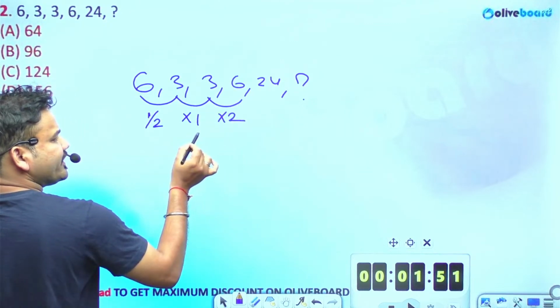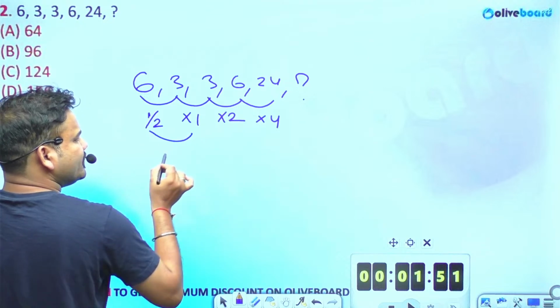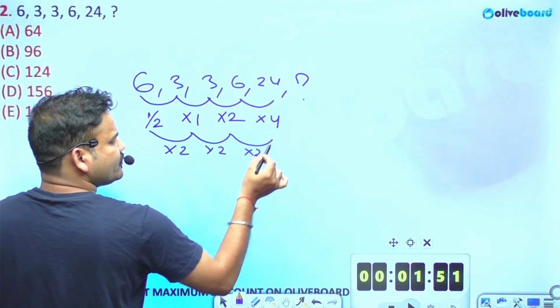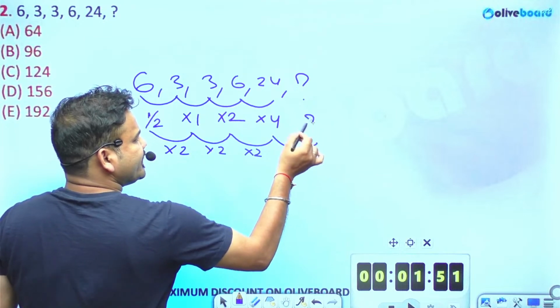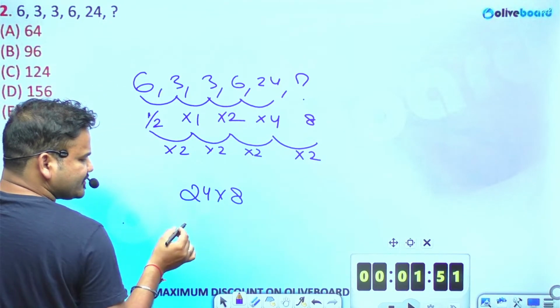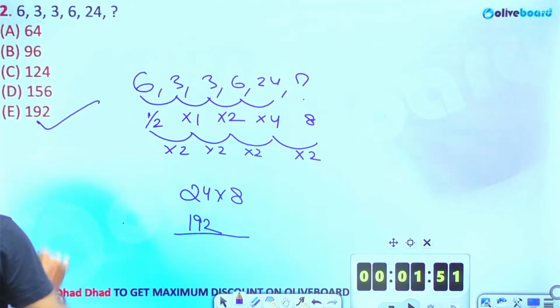So this is double, right? So this is 6 into 4. So this is double of 4. So this is getting doubled. This is also getting doubled. This is also getting doubled. So the result will be times 2, that is 8. So the answer has to be 24 times 8, which is equal to 160 plus 32, that is 192. So 192 is the result, which is option number E.